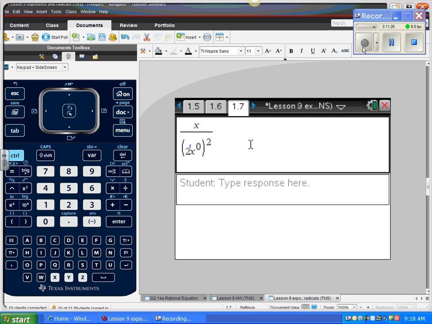Okay, so if you dealt with what was in the parentheses first, you knew that x to the 0 power was 1. So that made this 2 times 1, right? Okay, so then you had x, huh?